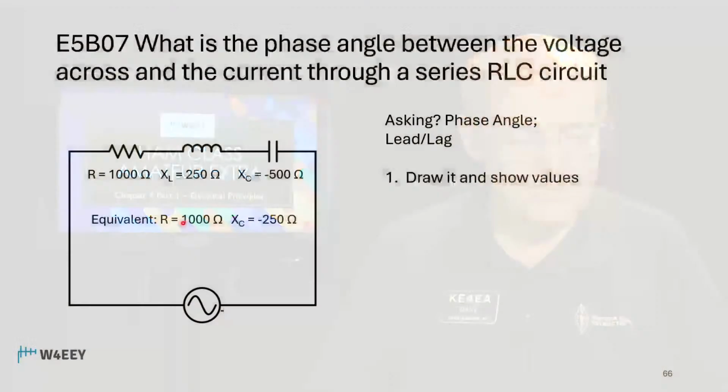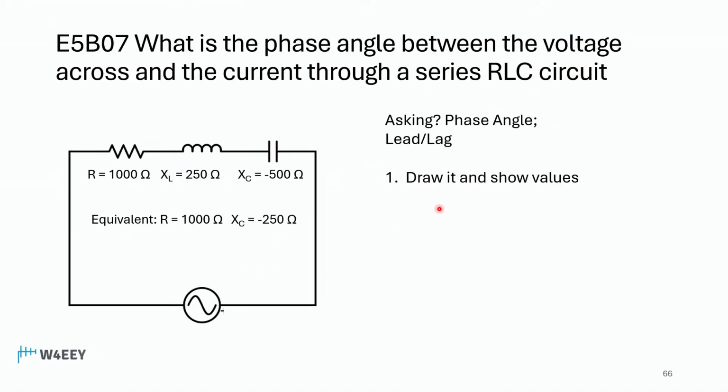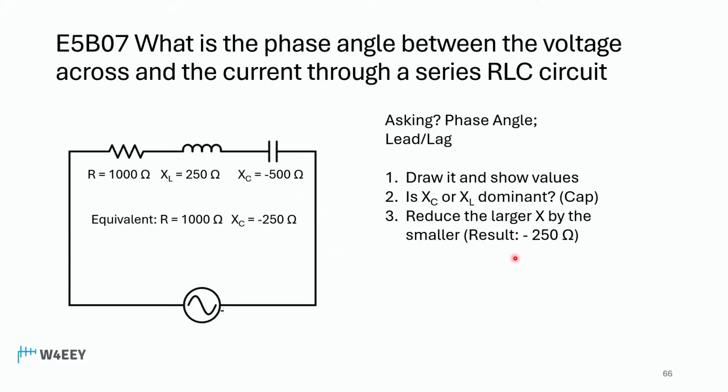Okay. So just reviewing what we did here, this was our circuit. Draw it and show the values. It's asking for phase angle, and if it's leading or lagging. So is X sub C or X sub L dominant? We decided it was X sub C, the capacitor. We reduced the larger by the smaller. We started out with negative 500, reduced that by 250, resulting in 250 ohms of capacitive reactance, because it was dominant. Then we can enter it in rectangular form, and we'll go do that on the calculator.